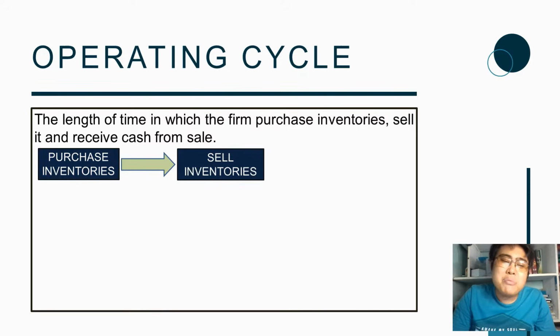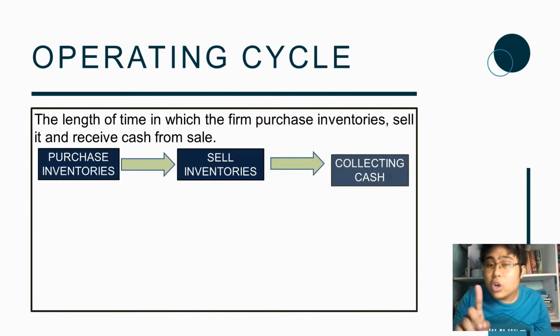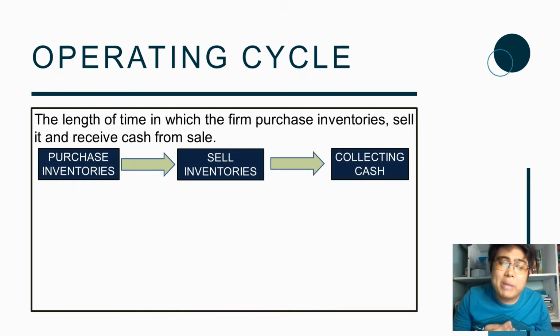Pero syempre, hindi naman pwedeng basta bili, benta ka lang. Lalo na kung lahat ng benta mo utang. Naku, you need cash because cash is the fuel of every operation. Kaya after mong ibenta siya on credit o pinautang mo, later on, you need to collect it. Kaya tinawag siyang operating cycle. Basically, it represents the operation of the business that will start from the moment you purchase an inventory until the time na makolekta mo yung cash from the sale of those inventory.